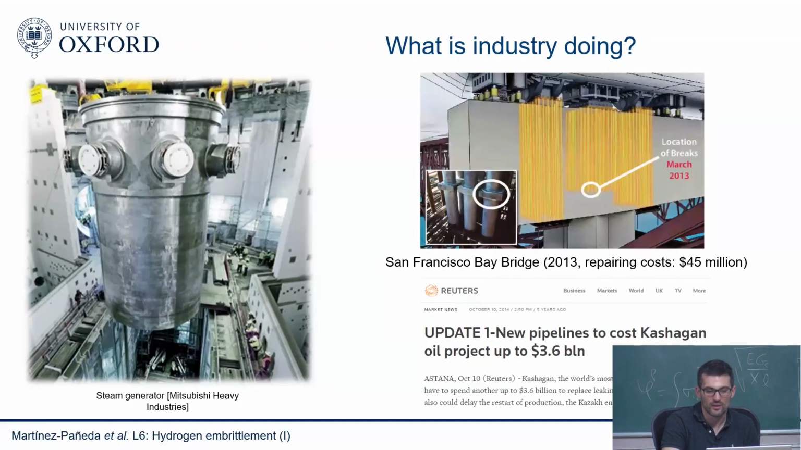This is the example that I showed you yesterday about the San Francisco Bay Bridge, $45 million repair cost, and the Kashagan oil rig, $3.6 billion US to repair this, just because some pipelines started to crack due to hydrogen embrittlement. They didn't know what to do. They decided to replace all the pipelines because they had no idea: is this a one-off situation? Is it occurring for this particular pipe, for this particular more aggressive environment, or should we just replace all the pipes for the entire oil rig? And they said, okay, let's replace all the pipes for the entire oil rig. So lack of scientific understanding comes at an engineering cost. So this is what we're hoping to achieve.